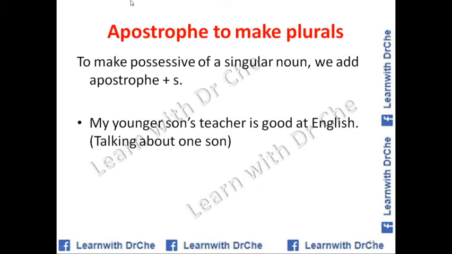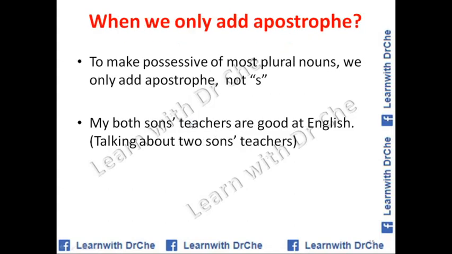Apostrophes to make possessives. To make the possessive of a singular noun, we add an apostrophe plus S. My younger son's teacher is good at English. This is singular, talking about only one son. So if it is singular, we put an apostrophe and then S to make the possessive.